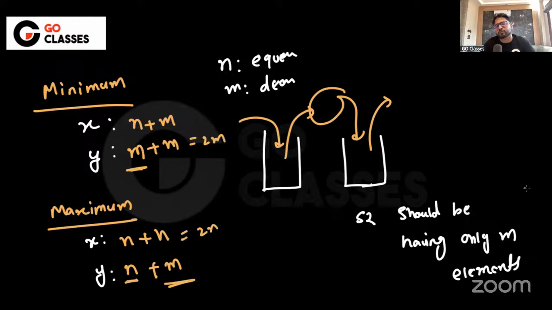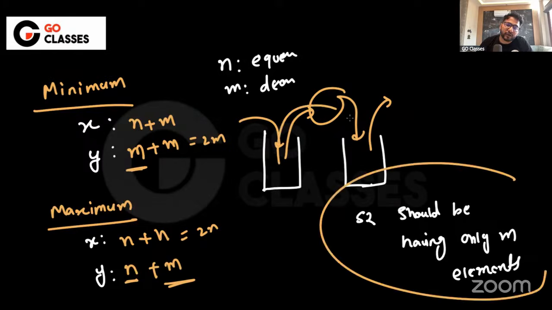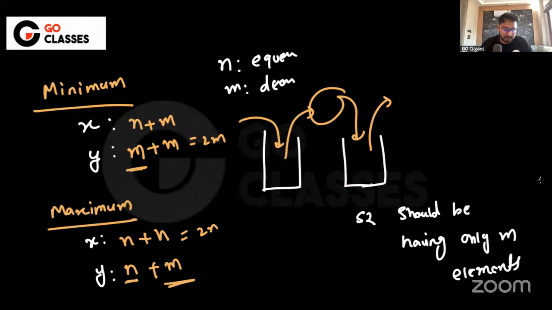This is a very interesting question, isn't it? See, this question could be hard at the first place, but once you understand the logic behind it, okay, what is the core concept of this question? For the minimum, you will be transferring only m elements. For the maximum, you will be transferring all the elements from here to here. Okay, then only you can achieve the maximum, and for the minimum, you will be transferring m elements. Okay, with this, you can solve this question very easily. Let me know if that is understood.